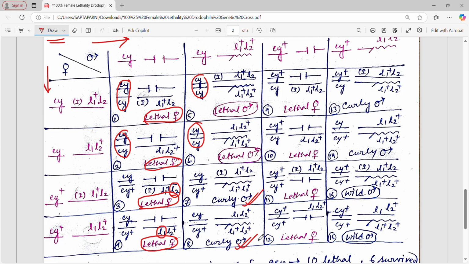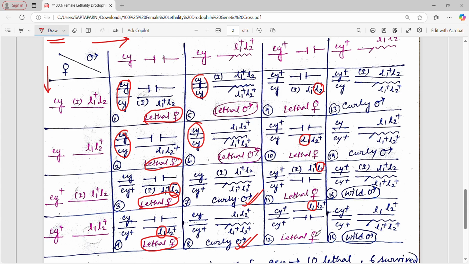Now see, it could be a Curly female, but it is dead due to the absence of the L2 plus allele, so it is a lethal female. Next, it could be a Curly female, but it is dead due to the absence of the L1 plus allele, so it is a lethal female. Then this could be a wild type female, but due to the absence of L2 plus, it is a lethal female. It also could be a wild type female, but due to the absence of L1 plus, it is a lethal female.